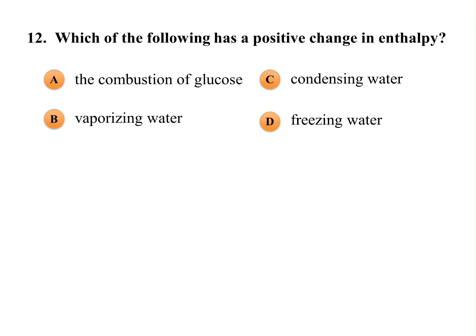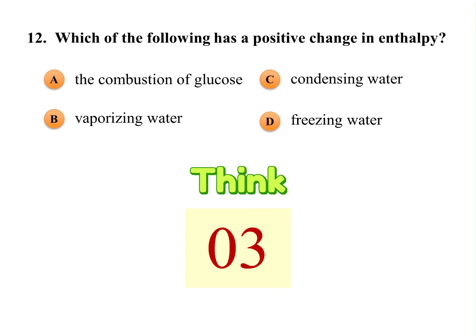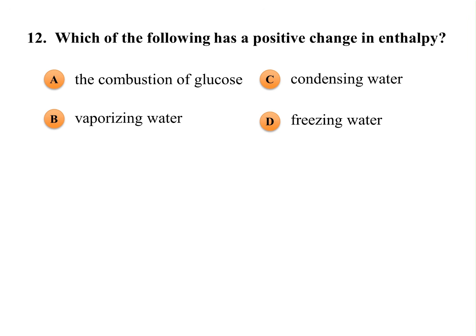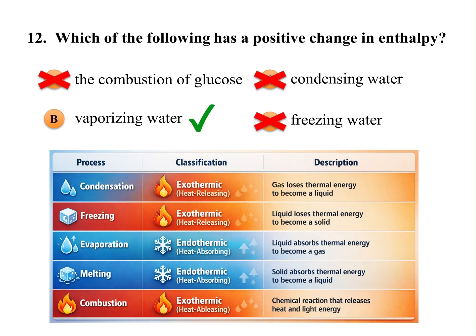Which of the following has a positive change in enthalpy? The correct answer is B, vaporizing water, because the liquid absorbs thermal energy to become a gas. Also, melting is endothermic, but condensation, freezing, and combustion are releasing heat, so they are exothermic.